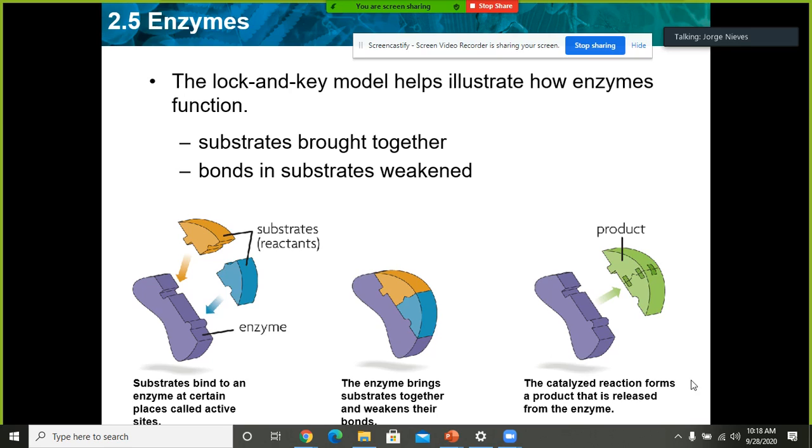In the third diagram, we see that the catalyzed reaction forms a product that is released from the enzyme. After the interaction of the substrate with the enzyme, we're going to see a product being released. ¿Qué habíamos dicho, estudiante? The enzyme is the catalyst. The catalyst is going to lower the activation energy needed to start the chemical reaction. The product is the green thing that is bound together, and that is what is released from the enzyme.